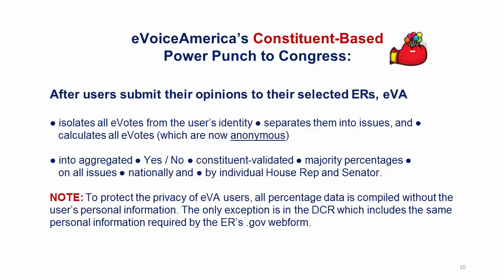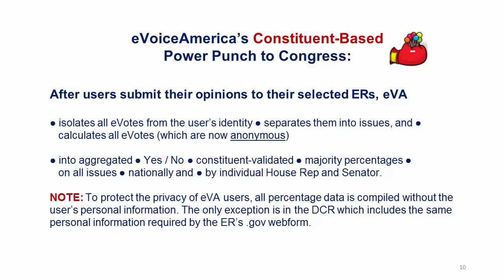eVoiceAmerica's Constituent-Based Power Punch to Congress. After users submit their opinions to their selected ERs, EVA isolates all e-votes from the user's identity, separates them into issues, and calculates all e-votes, which are now anonymous, into aggregated yes-no constituent-validated majority percentages on all issues, nationally and by individual House Rep and Senator.